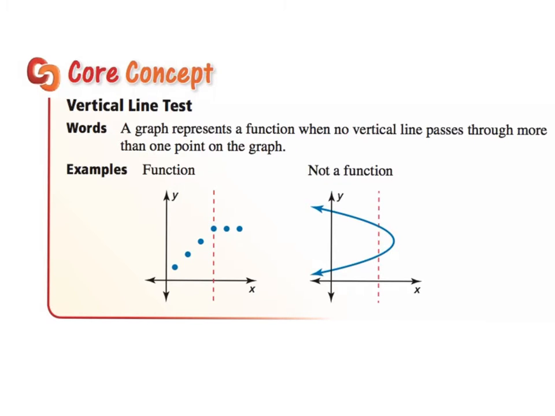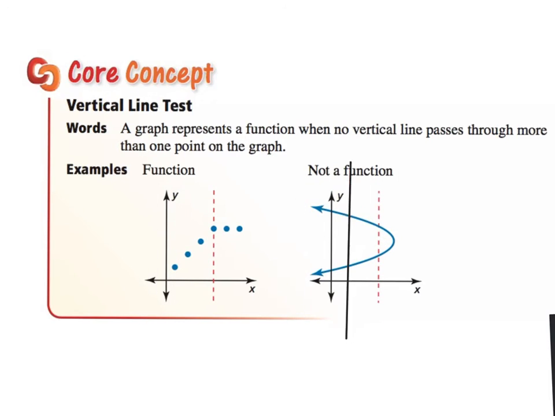If you can take a line and it passes that graph more than once, if it passes more than once through any point vertically, it is not a function. So here we go. If I move this, does it pass anything more than once? No. So this one is a function.